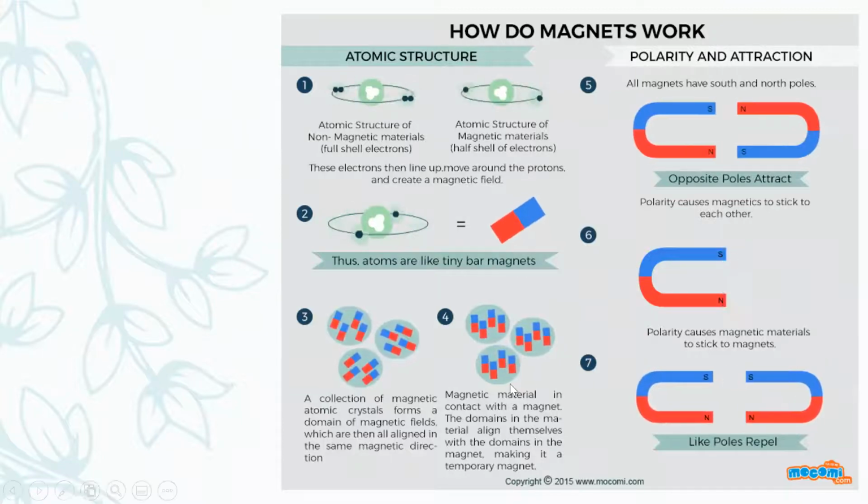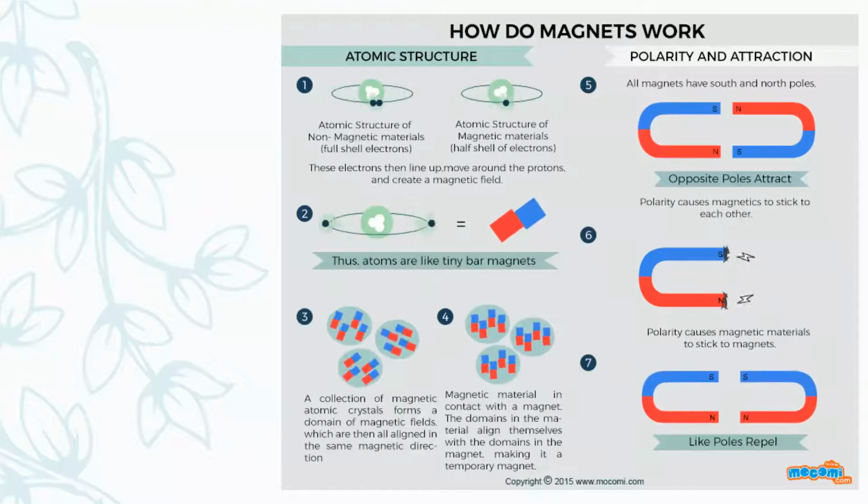Magnetic materials in contact with a magnet: the domains of the material align themselves with the domains in the magnet. You can see here that they align themselves according to the situation. If the North Pole comes closer to this, then it will align towards that North Pole. The South Pole will be aligned towards the North Pole. And if you bring the South Pole closer, then the North Pole will be aligned towards that pole. So it becomes a temporary magnet.